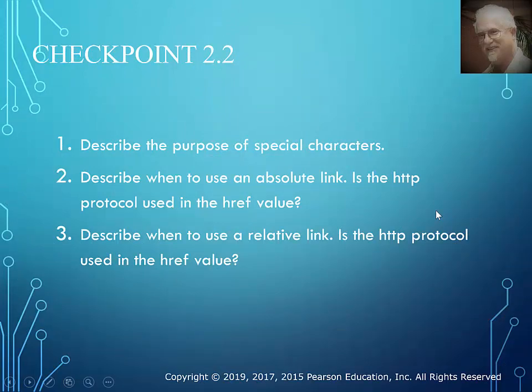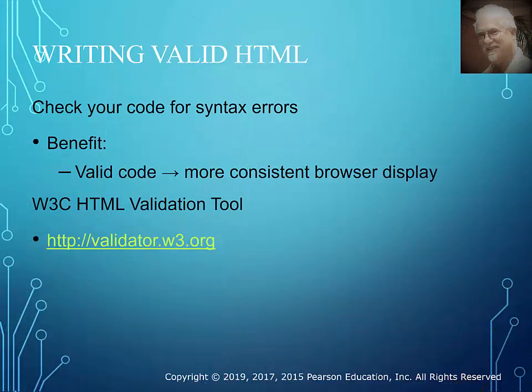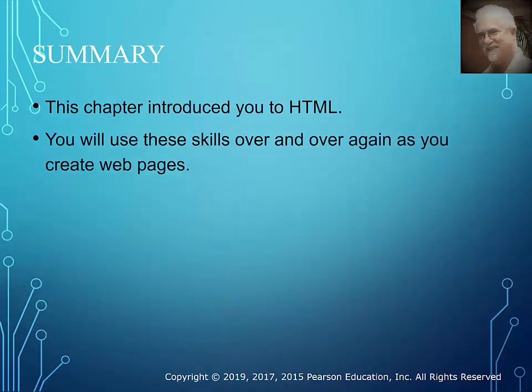Okay, hey, almost finished this part. You'll be able to describe the special characters, absolute and relative linking, that sort of thing. And of course, you want to check things, make sure they're valid. Another set of eyes is really helpful. If you don't have those, you can go to that validation page. Okay, hope you got an idea.